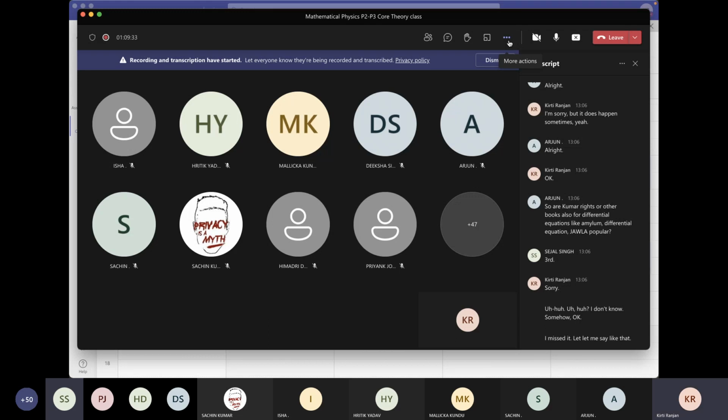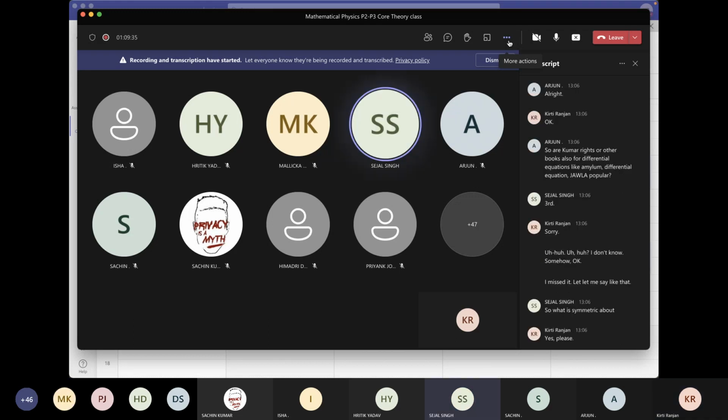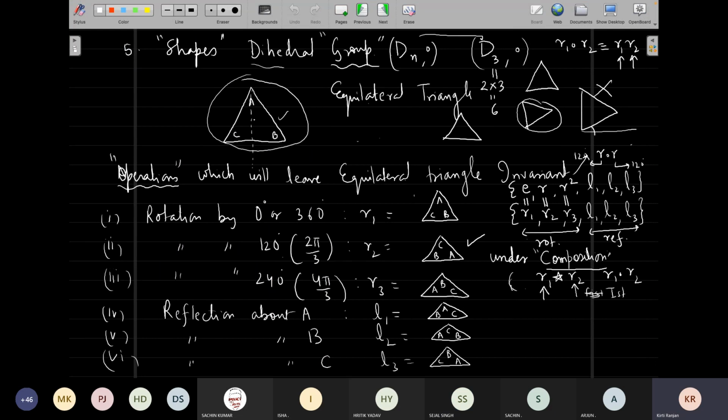Sir, what is symmetric about a group of integers? Oh, symmetry. The symmetry is coming in the question itself. The binary operation is symmetric, right? You started with natural numbers.